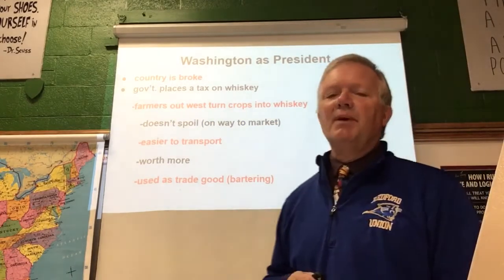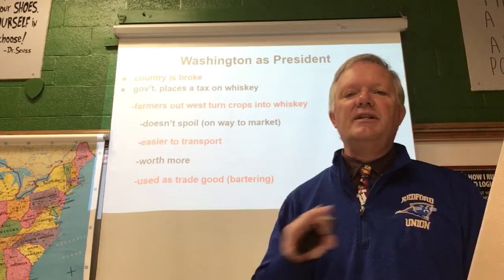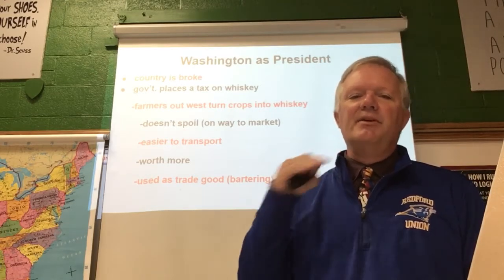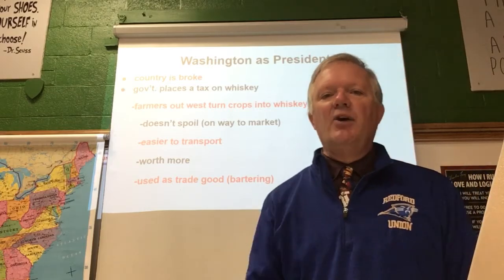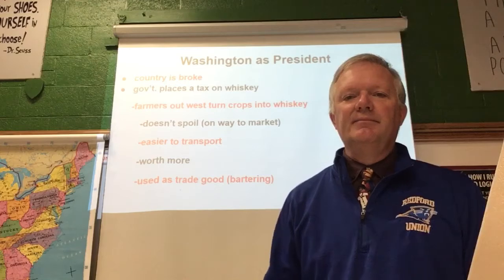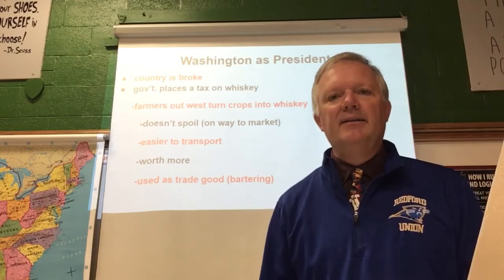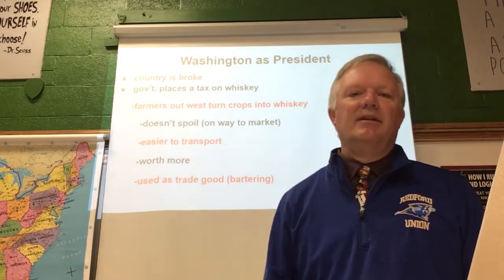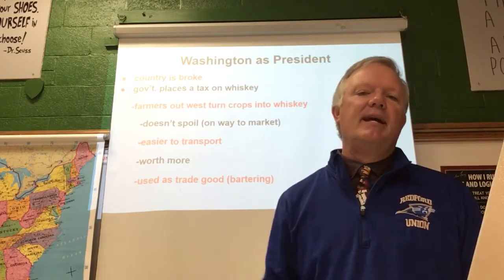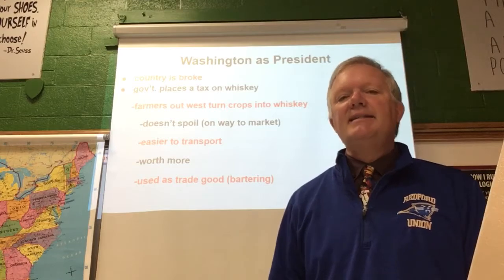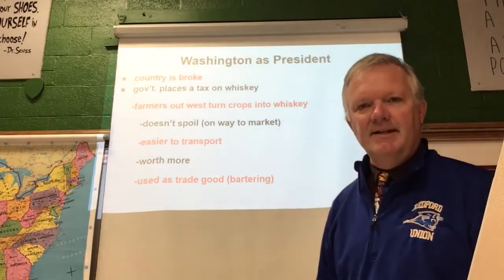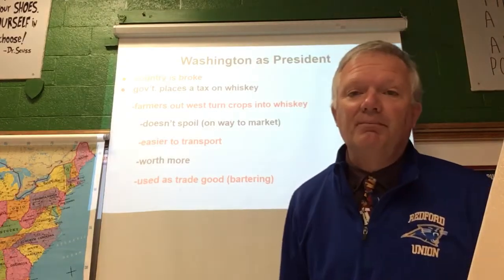So Washington is president. Country is broke, all right? We need to raise money. We are millions of dollars in debt. Spain helped us in the American Revolution, but it wasn't free. We had to pay them back. France had to pay them back. We had to pay citizens. It was a mess. Now, how does the government make money? They pass taxes. So they finally decided that they are going to pass a tax on whiskey. All right, this is going to cause a huge problem.